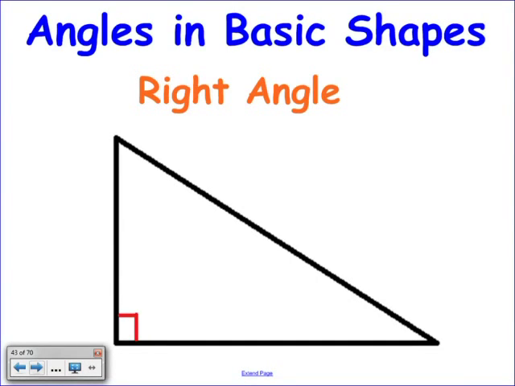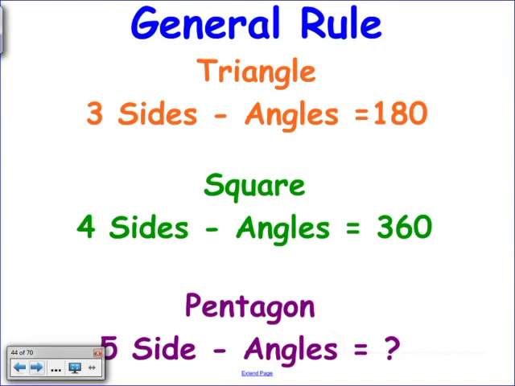Okay, so I've got a right angle triangle here. So what do the interior angles on a right angle triangle add up to? 180. 180, okay? Never know. So let's see if we can come up with a rule. If a triangle's angles add up to 180, and a four-sided shape, doesn't matter what it is, also adds up to 360, what do we think a five-sided shape is going to add up to?